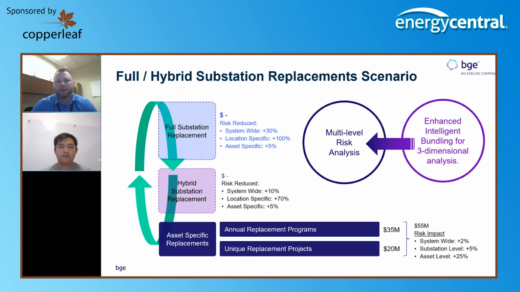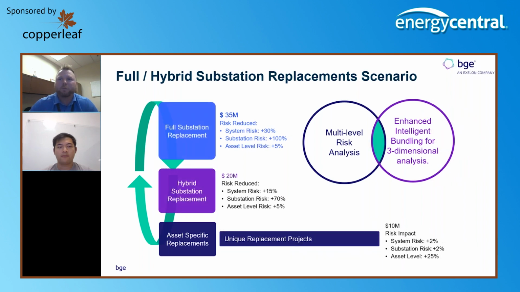But as we talk about having that multi-level risk analysis, and being able to leverage the enhanced intelligent bundling and the ability to analyze, hey, here's the value if you replace all these assets through a replacement program, here's a hybrid model of that, and then here's just replacing that whole station. Copperleaf is starting to be able to bring those two things together for us, right? And so now we're evaluating all three of those options.